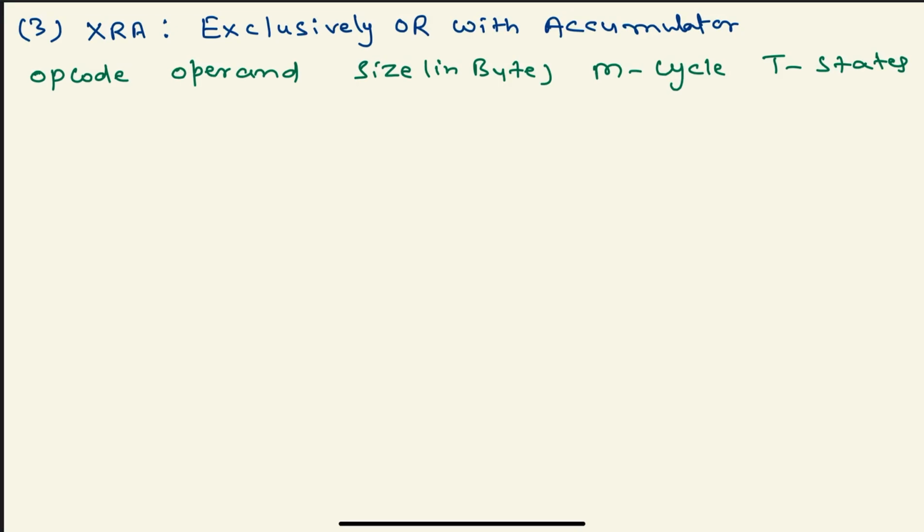So in this video, I'm going to explain the next instruction, which is called XRA. The meaning of this instruction is exclusive OR with accumulator. So here also, the operation performed by this instruction will be the XOR operation of the accumulator with the specified operand, and after performing this operation, the result will be stored into the accumulator itself.